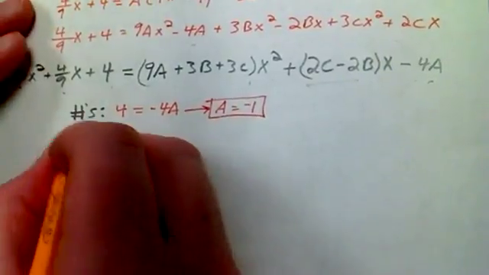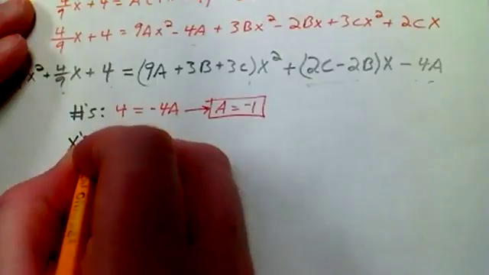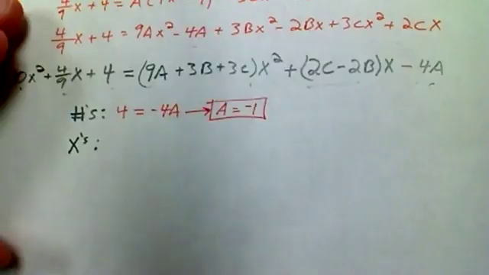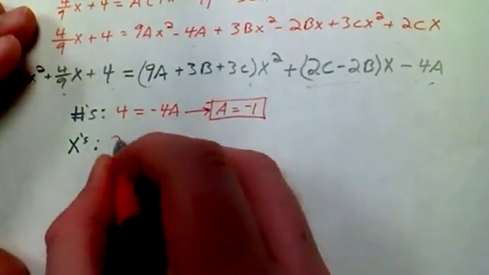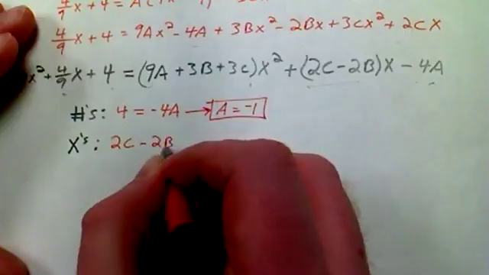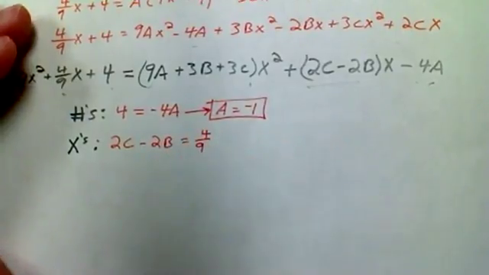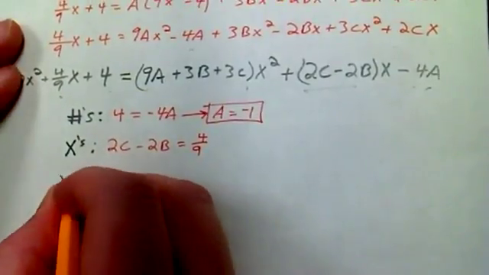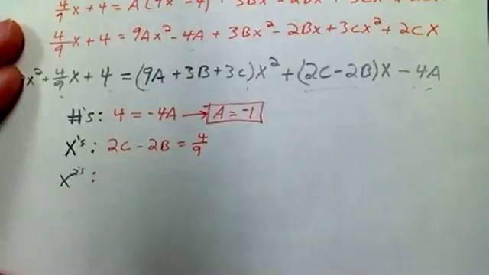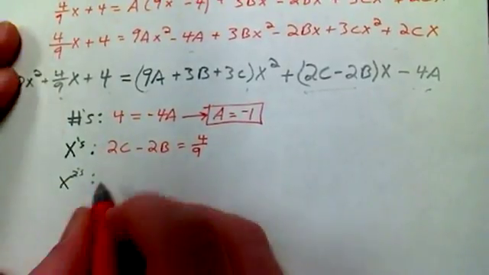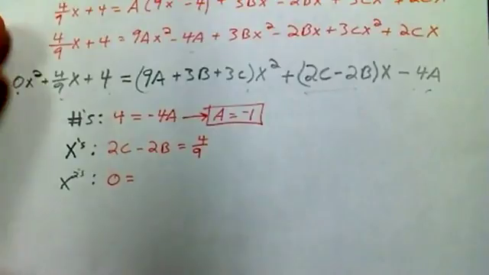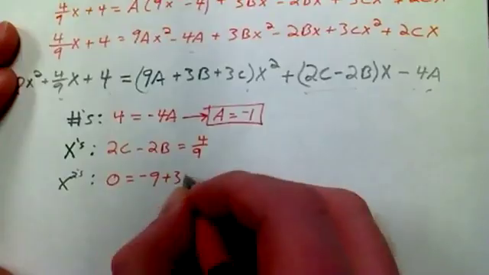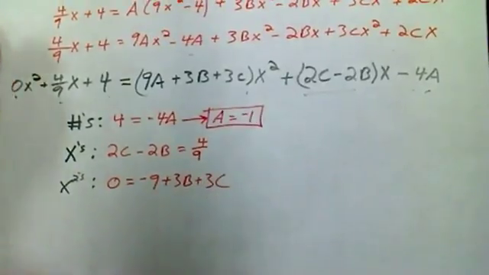So if I use my, I guess we'll say x's, okay? Let's see what we got here. My x's would tell me that 2c minus 2b is equal to 4 over 9, okay? I need a little more information before I tackle that. And then I have my x squareds. My x squareds equation tells me that 0 equals, now I'm just going to fill in, since I have 9a, that's just going to be negative 9, plus 3b plus 3c.